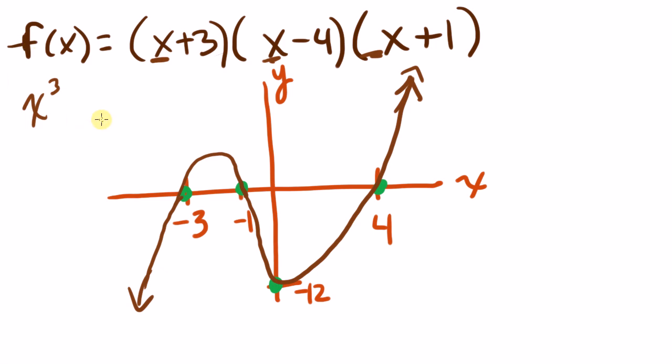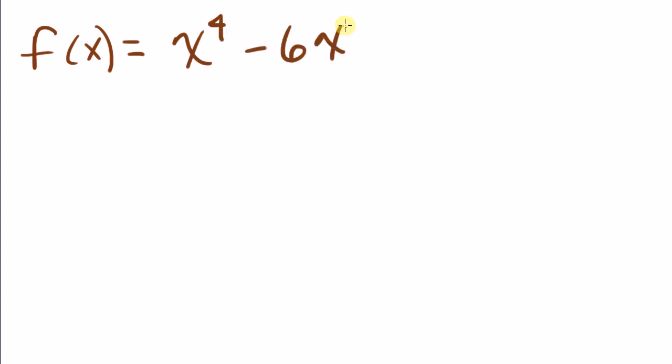Alright, how about this one? f of x is equal to x to the 4th minus 6x squared. Go ahead and take a moment to sketch that graph, and we'll go over it in a minute. Alright, welcome back. Let's go ahead and go over this one.